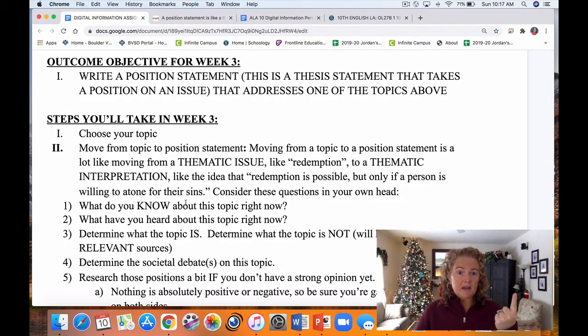So the steps you're going to take in week 3, which is this current week, you're going to choose your topic. Then you're going to move from your topic to a position statement. Now, for some of you, that's going to go like that because some of you have some really strong opinions on one of those topics.